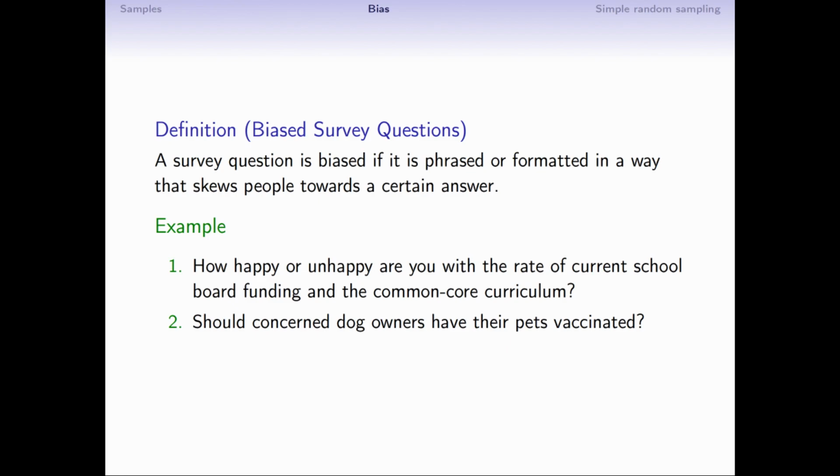All right, our next topic is going to be simple random sampling. Let's move on to that.